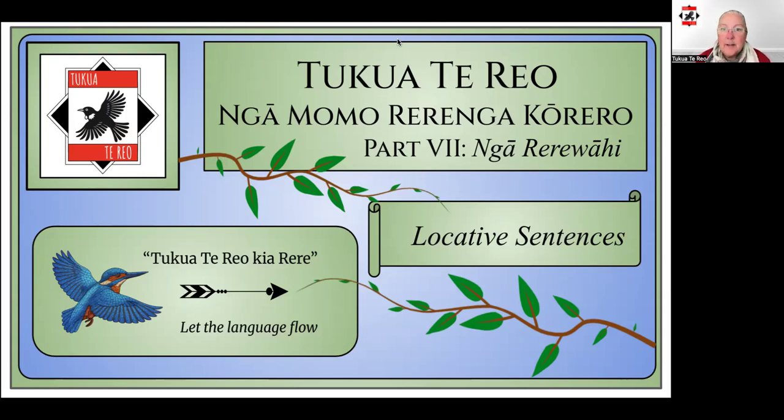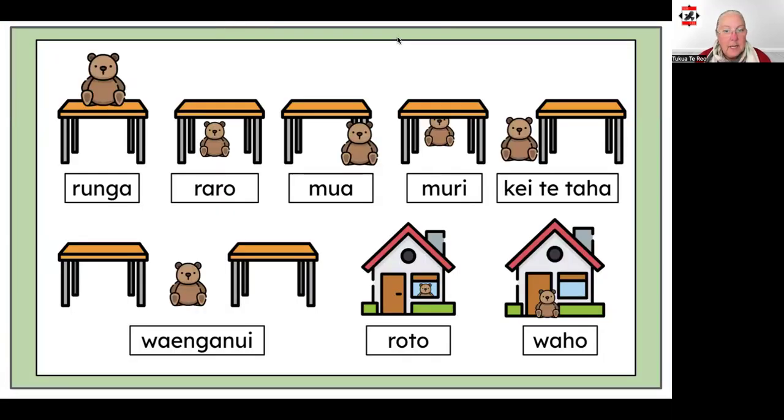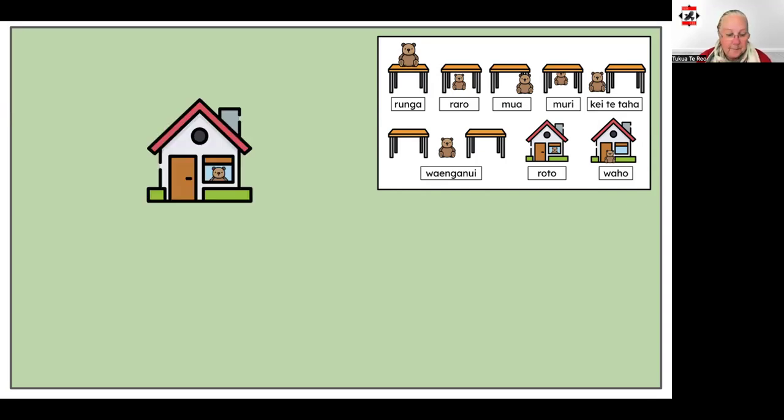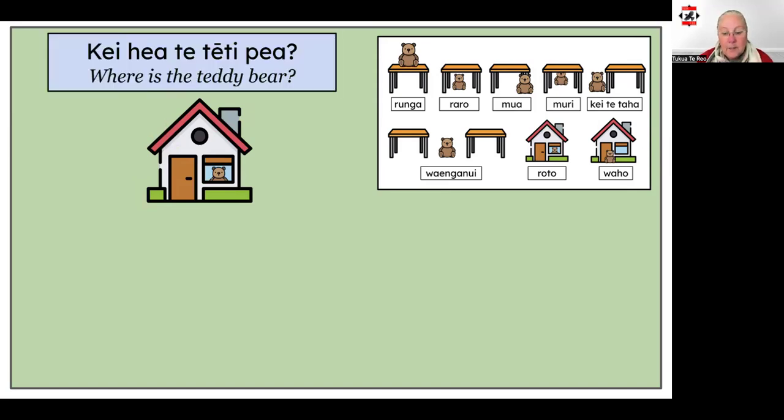This video is about rerewāhi or locative sentences. In the video about tūwāhi, location words, we talked about these kupu. In this video, we'll look at a couple of different ways that we can use them in a sentence. I'll leave our tūwāhi here in the corner while we build our sentences. And here's our tēti pea. We'll pop our pātai at the top of the page, and then we'll have a look at a couple of different ways to answer it.